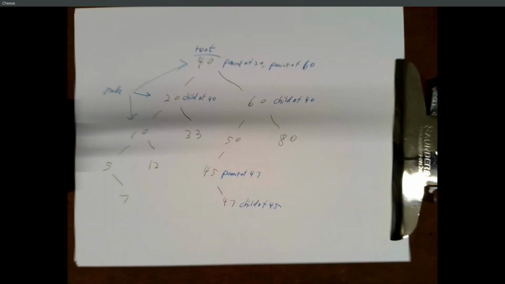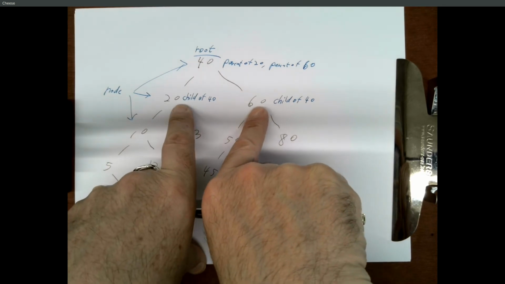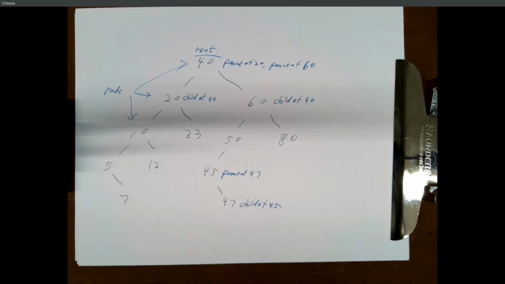And we'll talk about siblings. We can call 20 and 60 siblings because they share the same parent. And we can talk about nieces and nephews and aunts and uncles. And those come up in some algorithms. But for now, just parent and child.